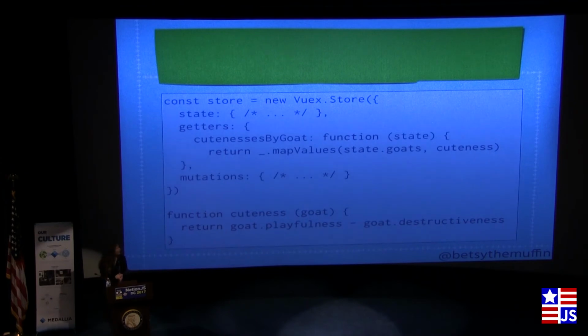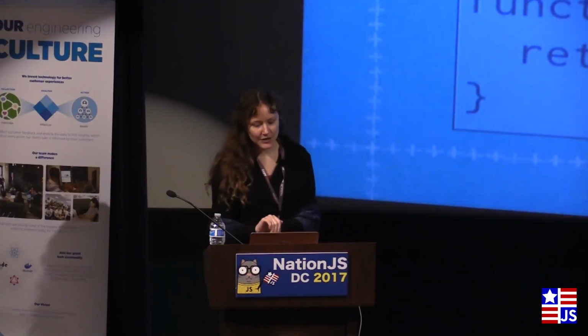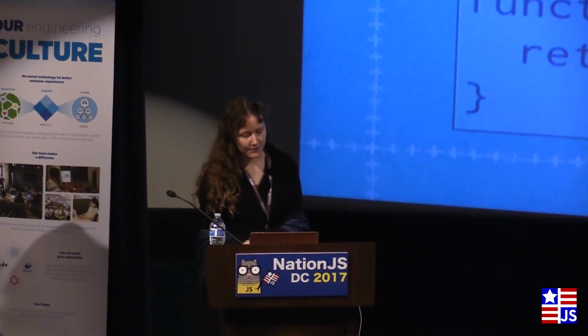If we want to keep all the goat-related things in one place and only one place, we can also use getters on the Vuex store. Getters are like computed properties for the store as a whole. They're in fact implemented as computed properties under the hood. But this doesn't erase the awkwardness problem. Getters have to talk about the entire store, and they specifically can't return functions. So we can't efficiently compute the cutenesses of individual goats.